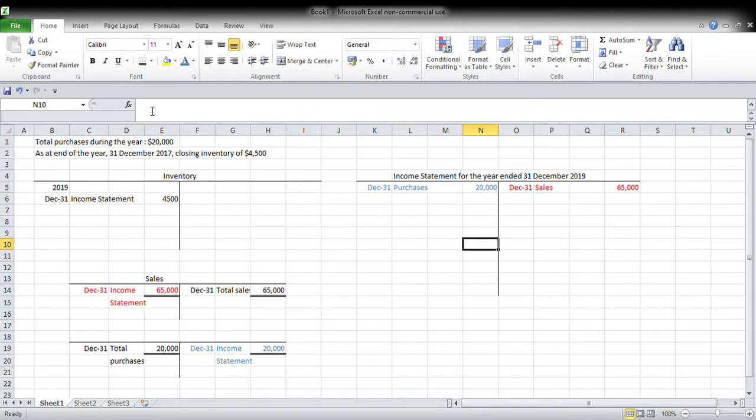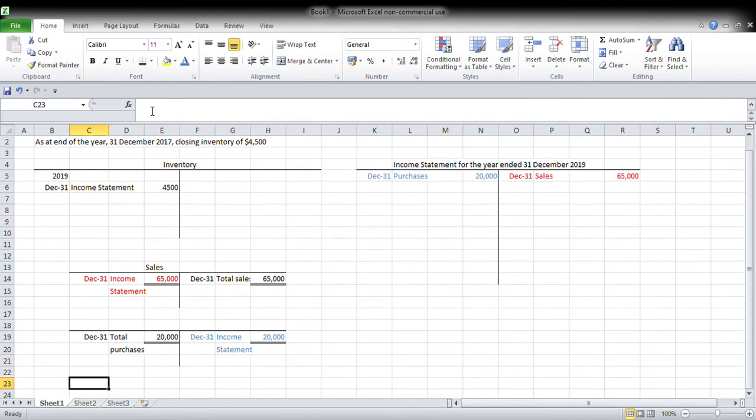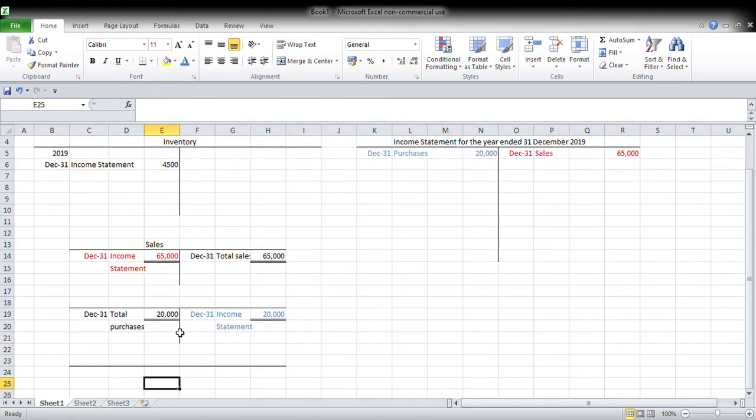Okay, let's say if we have carriage inwards, right? Let's just put another figure in. Carriage inwards. Okay, let's say we paid carriage inwards of 500 by cheque. Okay, 500. It would have been a credit bank and debit this account. Then at the end of the year, this amount would transfer to income statement by crediting this account.